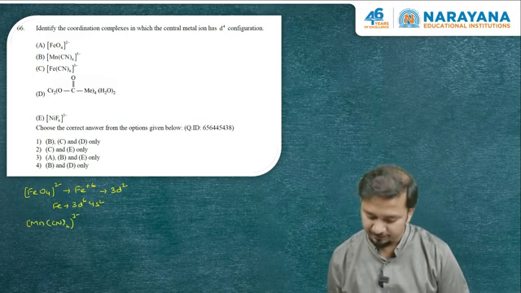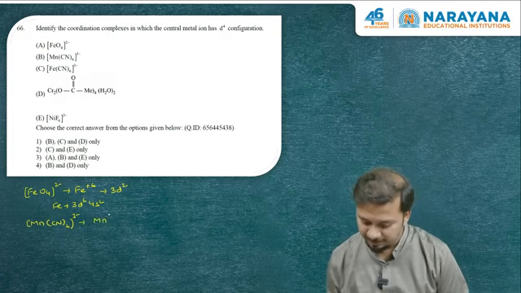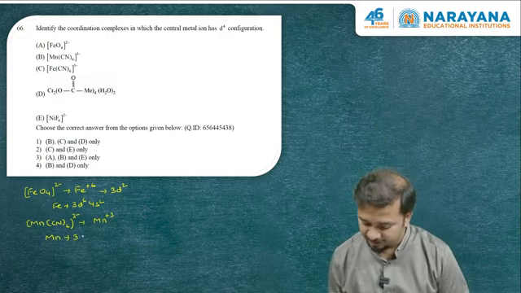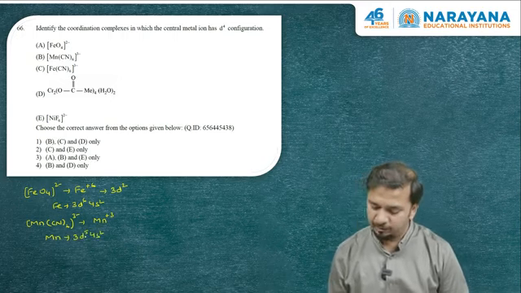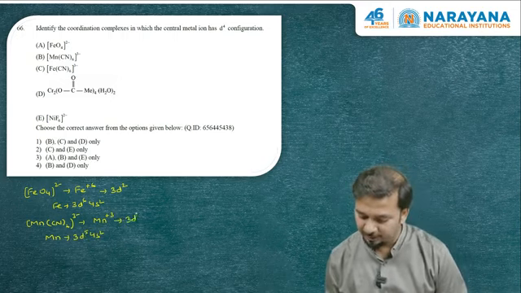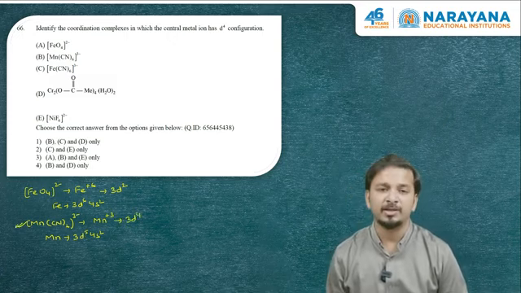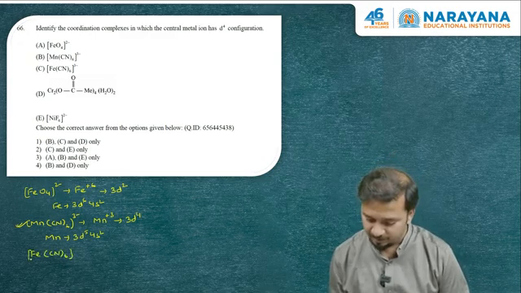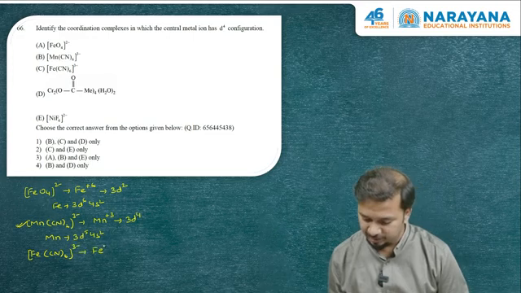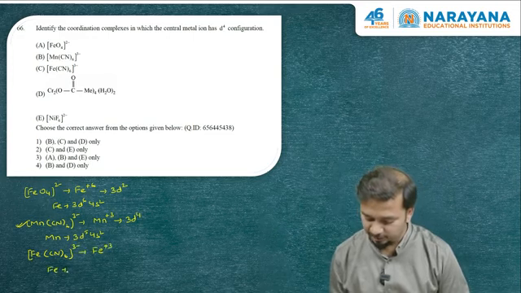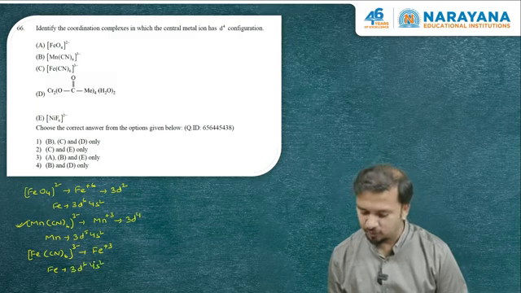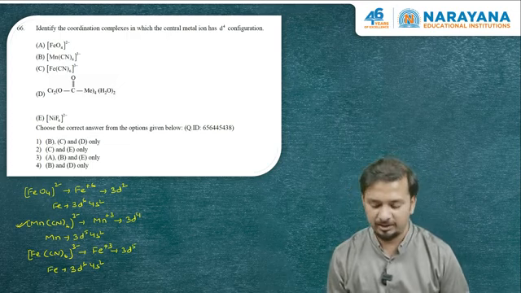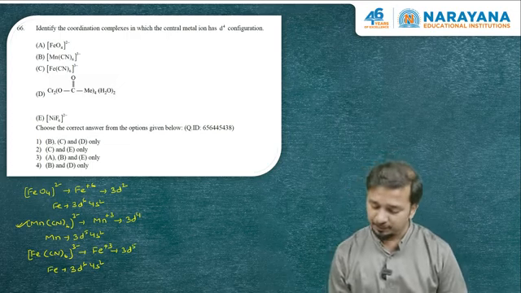Next is Mn(CN)6 3 negative. In this case manganese is present in plus 3 oxidation state. Now, we know Mn in ground state is 3d5 4s2. If we remove 3 electrons from manganese, it will become 3d4. So, yes, in this case manganese is present in d4 configuration. Third one is Fe(CN)6 3 negative. In this iron is present in plus 3 oxidation state. We know configuration of iron is 3d6 4s2. If we remove 3 electrons from this, it will become 3d5. So, Fe plus 3 in Fe(CN)6 3 negative is having 3d5 configuration.